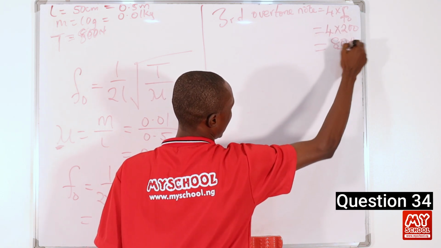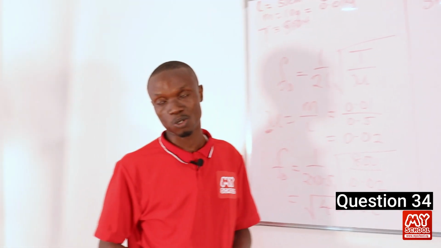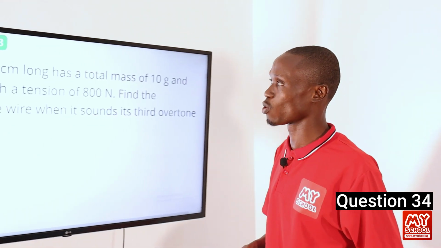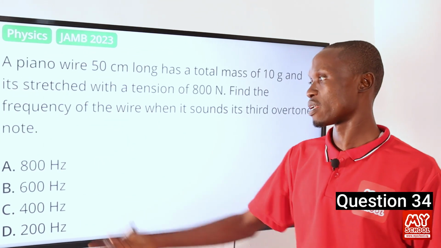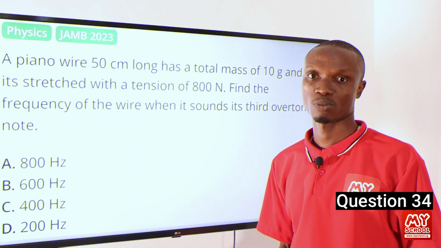This will be equal to 800 hertz. So let's move over to the screen to pick the correct option. From our calculation, we got 800 hertz, and that is option A. So option A is the correct option to this question.